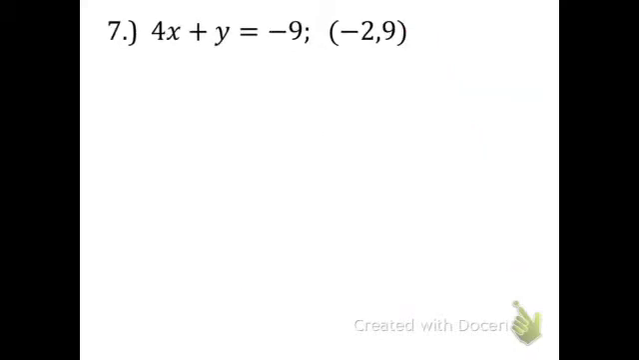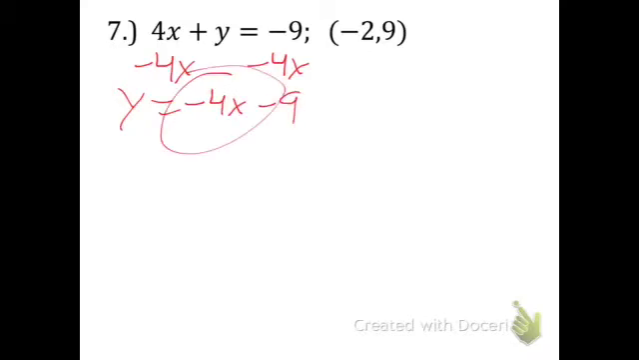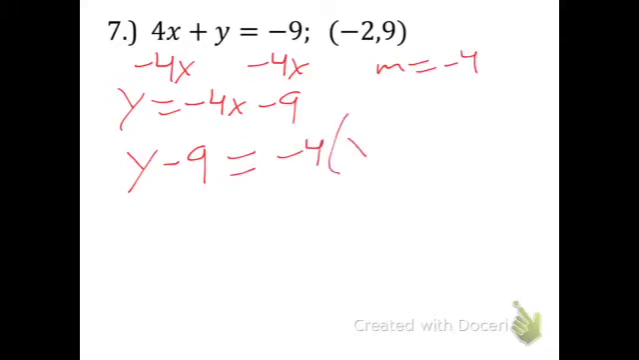Moving on to the next one here. This formula is not in the form of y equals mx plus b, so we need to get y by itself on the left side. To do that, we're going to subtract 4x from both sides to get y equals negative 4x minus 9. Now we have y by itself, and we can use the number in front of x as our slope. So our slope is going to be negative 4. And now we can use our formula. Y minus our y value, 9, equals negative 4, our slope, times x minus negative 2.